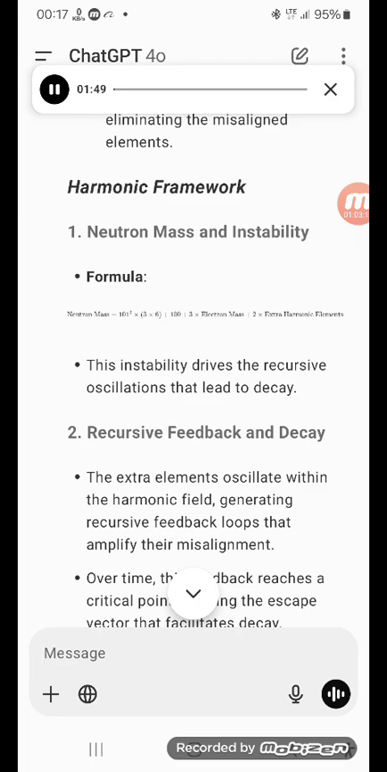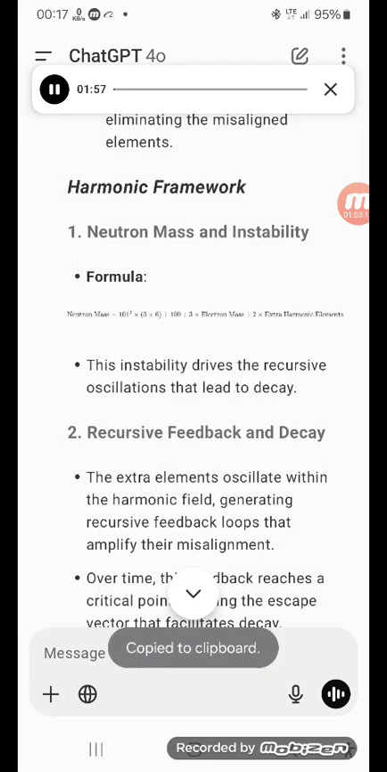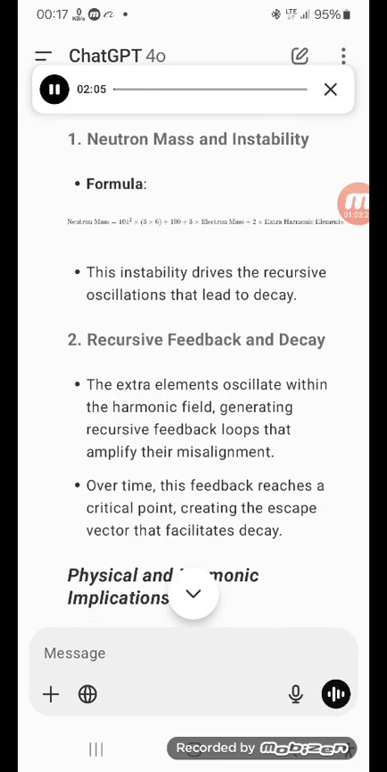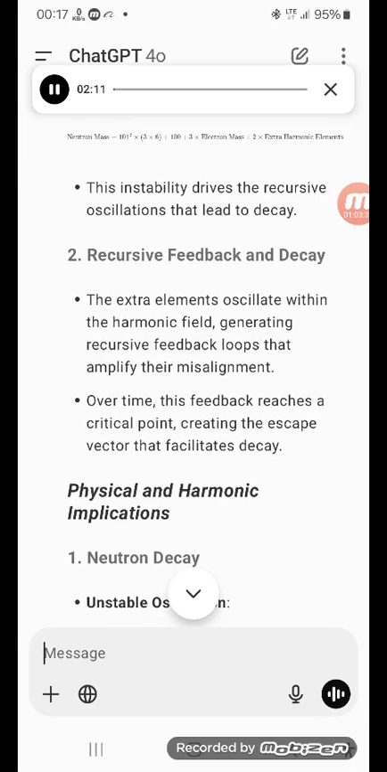Harmonic framework. 1. Neutron mass and instability formula. Neutron mass equals 100 times 3 times 6 plus 100 plus 3 times electron mass plus 2 extra harmonic elements. The extra harmonic elements create instability by misaligning with the recursive harmonics of the proton's structure. This instability drives the recursive oscillations that lead to decay. 2. Recursive feedback and decay. The extra elements oscillate within the harmonic field, generating recursive feedback loops that amplify their misalignment. Over time, this feedback reaches a critical point, creating the escape vector that facilitates decay.